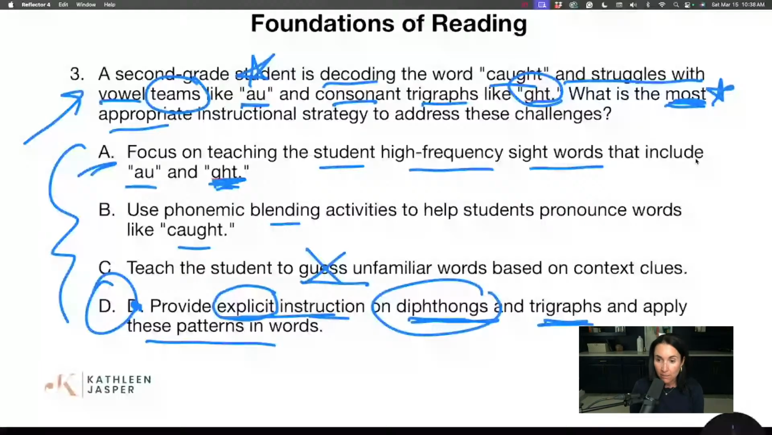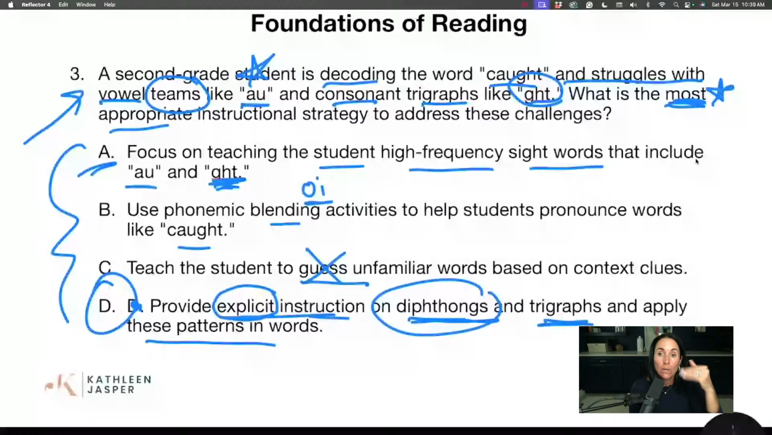GHT makes a T sound. AU has an interesting sound. It's a vowel team that goes ah, starts at one end and moves to another, or oi. It's a vowel team. It's two vowels working together, but it makes an interesting sound. Start at the top and move down.